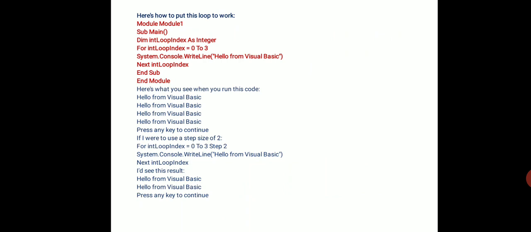First the loop index was 0, it will print hello from Visual Basic, and again it will be incremented by 2, that is 0, 1, 2, and it will print hello from Visual Basic. Again the loop index will be incremented by 2, that is 2, 3, 4. So 4 is greater than the end value 3, because loop index is 0 to 3, isn't it? So end is 3, and our loop index became 4, so it will come out of the loop. So it will print hello from Visual Basic 2 times. Okay.